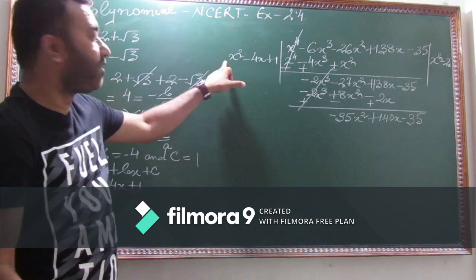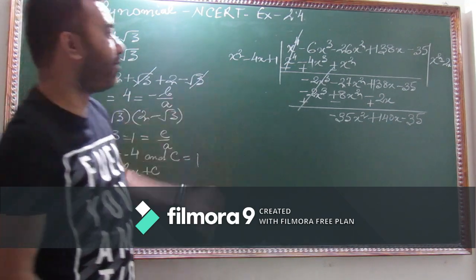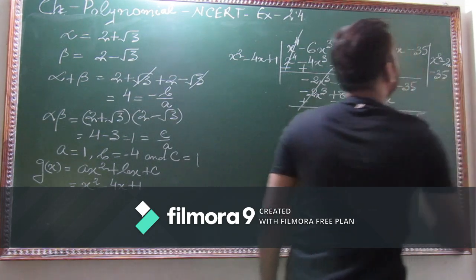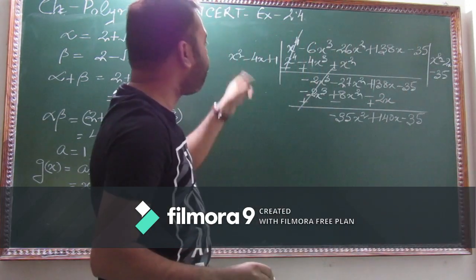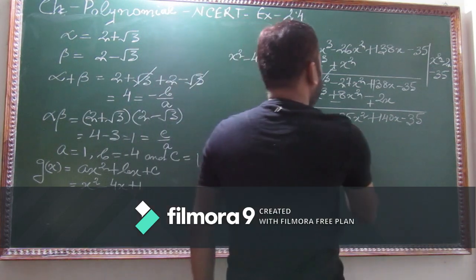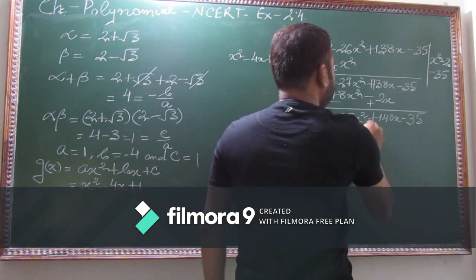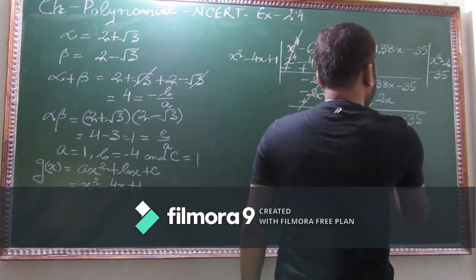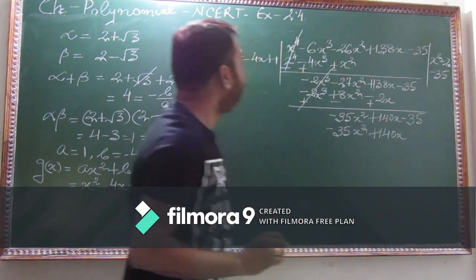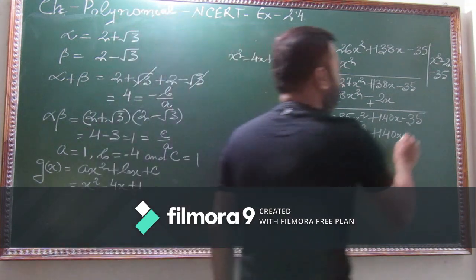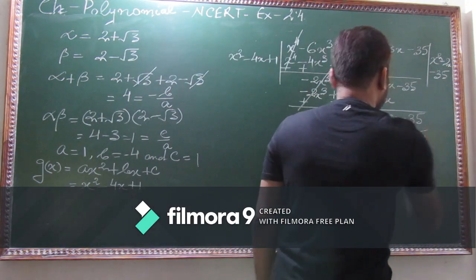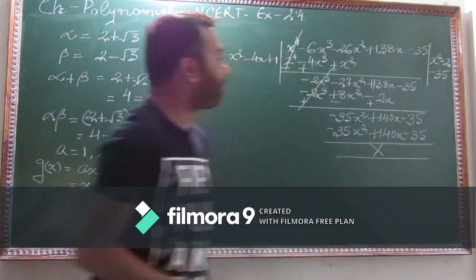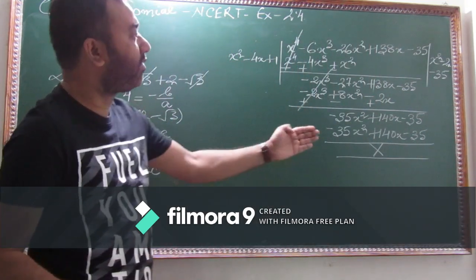Now I have to multiply this by minus 35. So I am going to write here minus 35. So what is that? Minus 35x square. After that plus 140x. After that minus 35. This is minus 35. This is cancelled. If this is cancelled, that means this is 0.